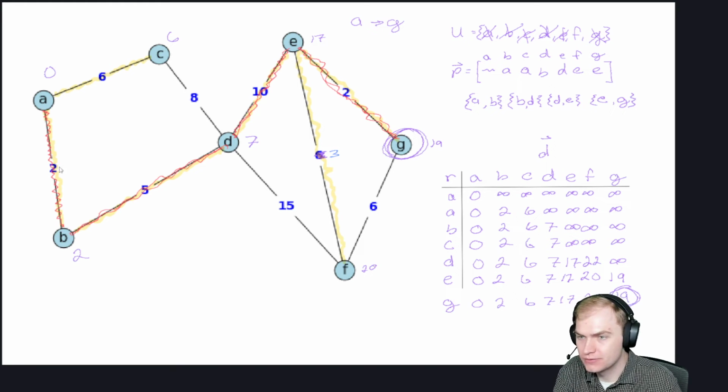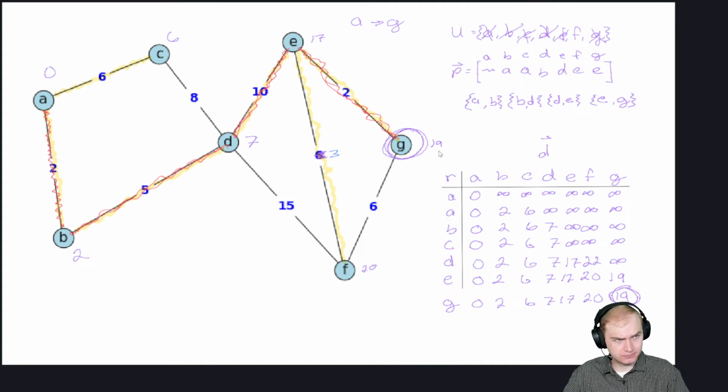And if we sum up everything, we have 2 plus 5 is 7, plus 10 is 17, plus 2 is 19. That matches up with our tentative distance for G. So we found the shortest path. In fact, in this case, we have found what's called a minimal spanning tree for this graph, which we'll talk about tomorrow. The minimal spanning tree is another type of problem that is related to the shortest path, but Dijkstra's algorithm can be used for both of those problems, which is neat.